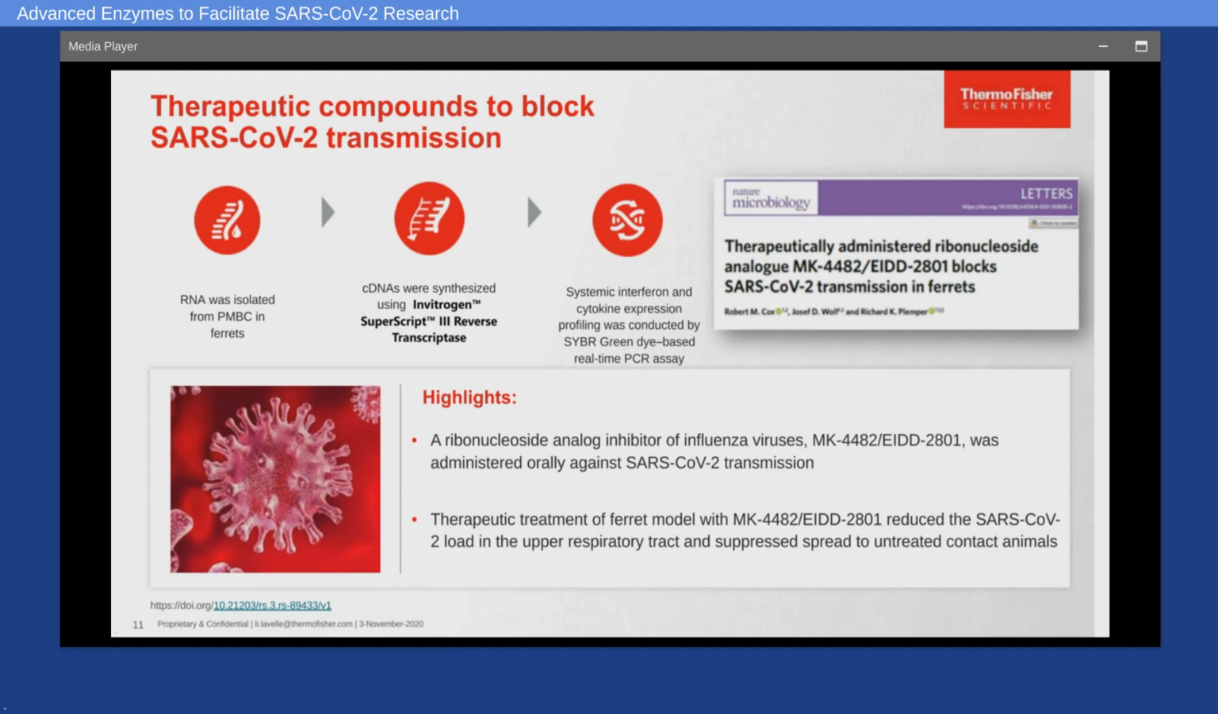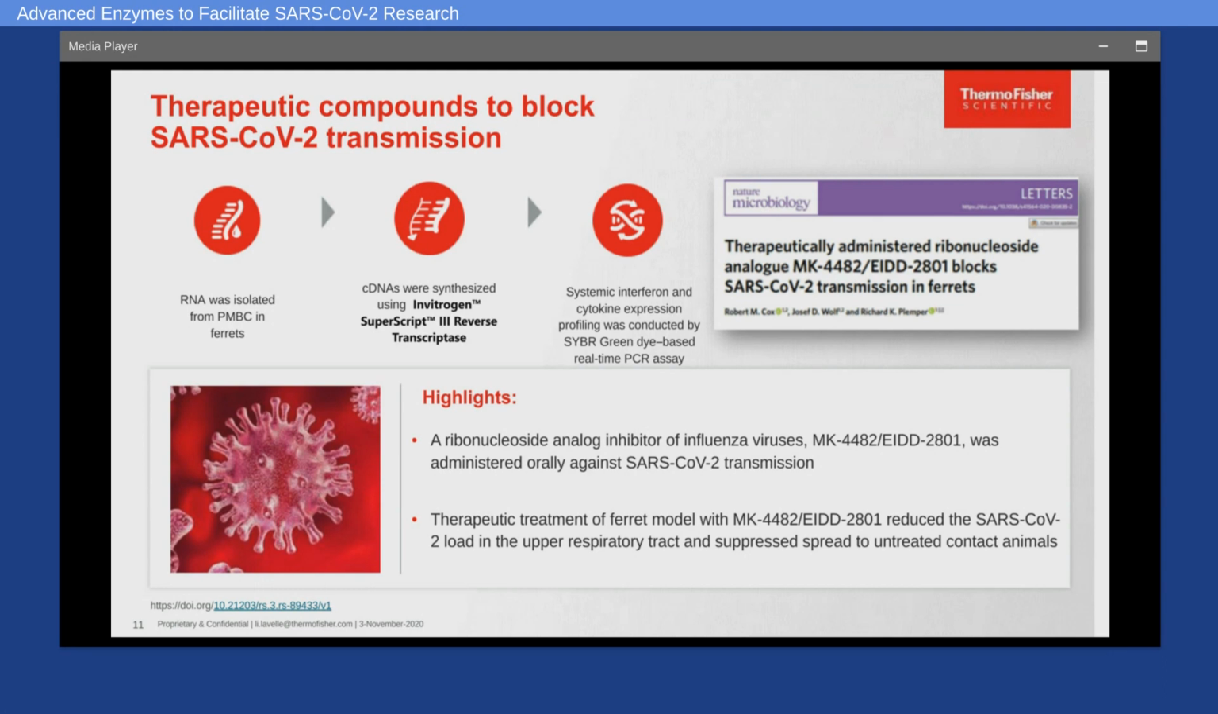In an effort to block the widespread transmission of SARS-CoV-2 virus, researchers from Georgia State University tested the efficacy of drug compound MK-4482/EIDD-2801 against SARS-CoV-2 infection in ferret models. This compound has shown potent anti-influenza virus activity in preclinical studies. Oral administration of the drug compound exhibited reduction of virus load in the upper respiratory tract and successfully blocked community transmission.